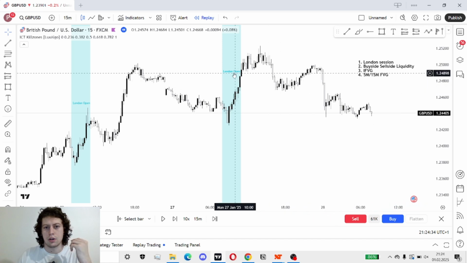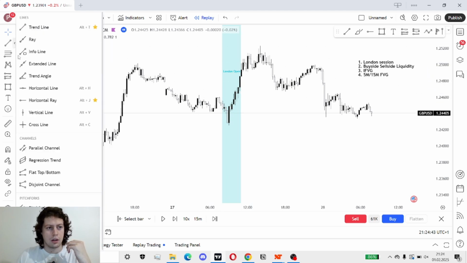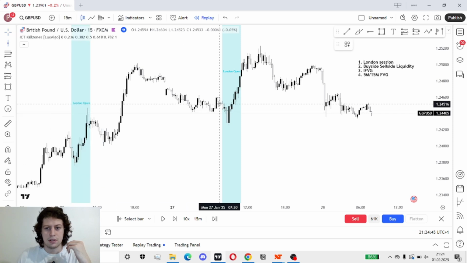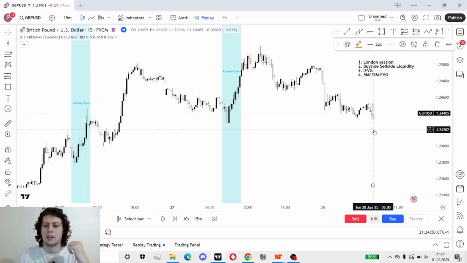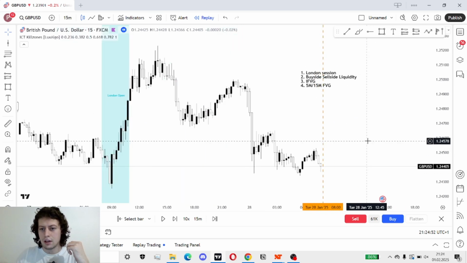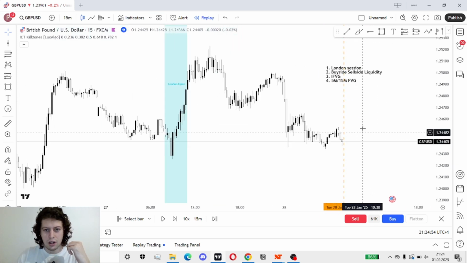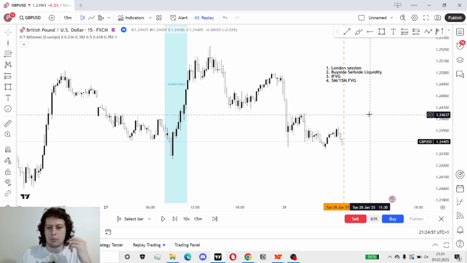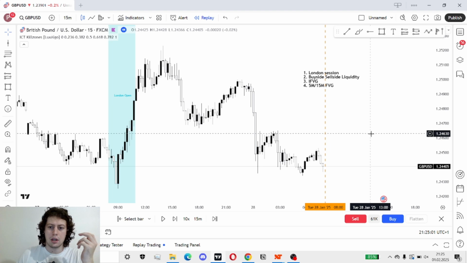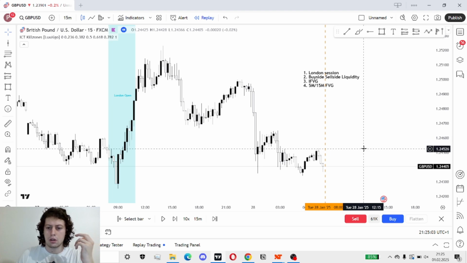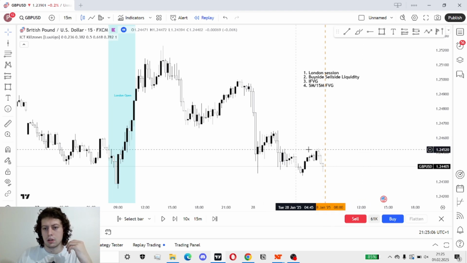Firstly, I trade during the London session, so in my time zone it's 8 a.m. to 11 a.m. and we can mark it with this vertical line, and we can see clearly the 8:00. And now, because this was pretty hard, I saw equal lows and equal highs right here, equal highs.